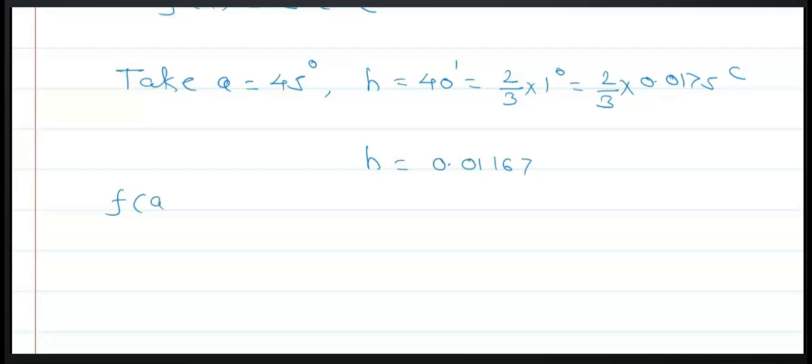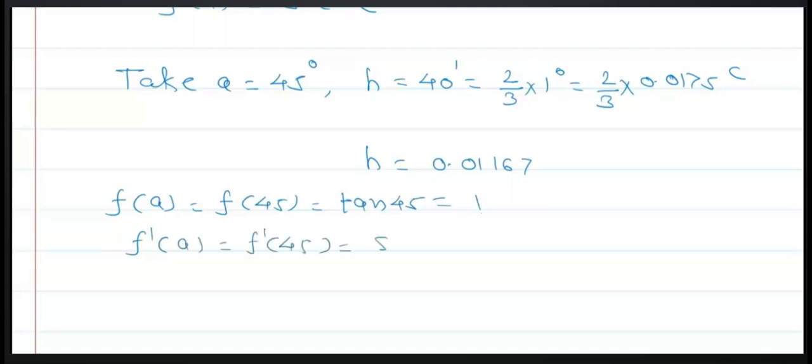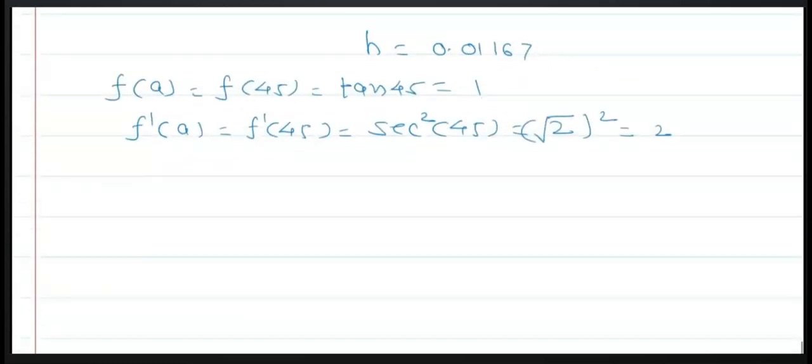Therefore, f of a is approximately equal to f of 45. That is the tan of 45, and tan 45 is 1. f dash of a is equal to f dash of 45, that is sec square 45, and its value is root 2 bracket square, that is equal to 2.